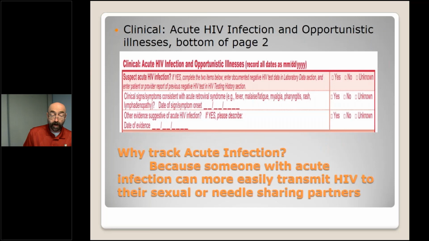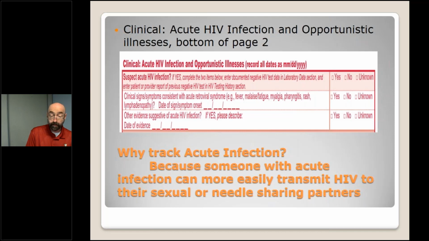So here's a screenshot of the acute HIV infection and opportunistic illnesses. We're asking, suspect acute HIV infection? If yes, complete the 2 items below, enter the documented negative HIV test data in the laboratory data section, and enter patient or provider reported previous negative HIV test in the testing history. So we're looking to see if there's been a negative HIV test at any point in the patient's history of the service they've had with you, or at least within the last 120 days.